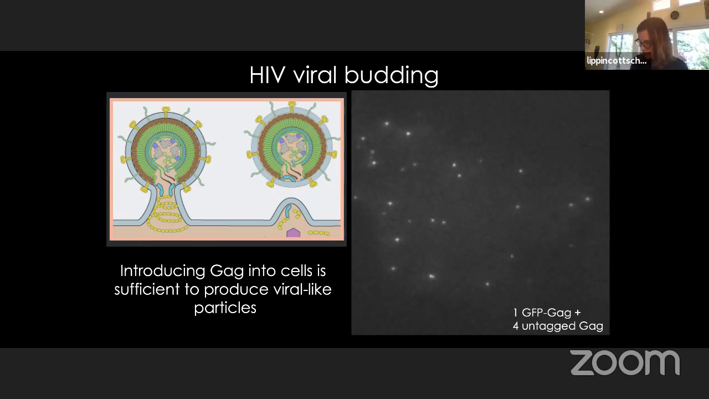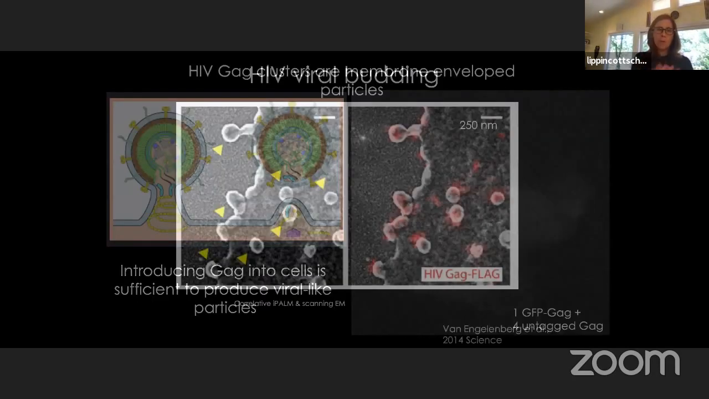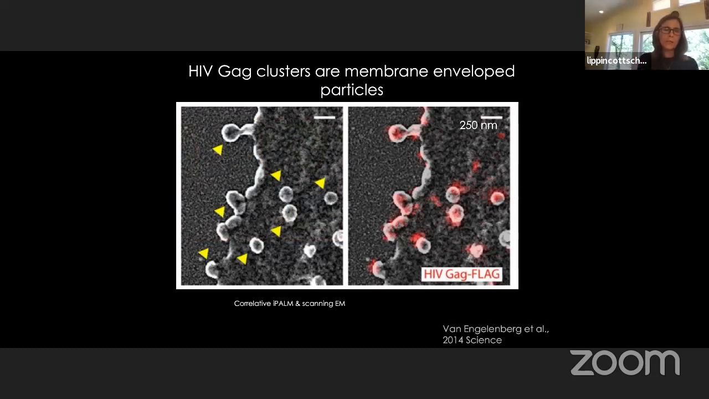It's pretty exciting. And if we go in and look at the plasma membrane of these cells that we've expressed the HIV GAG in, GFP tagged, in this case it's flag tagged, you can see actual particles. This is correlative iPALM and scanning electron microscopy. You can see there's GAG in all of these particles that are budding off from this surface.